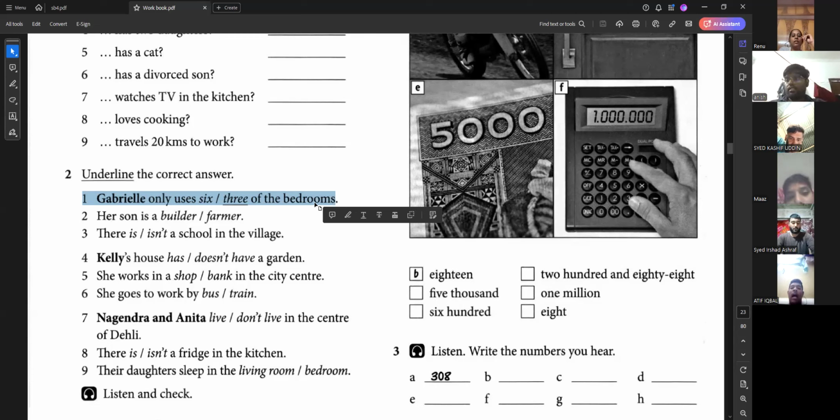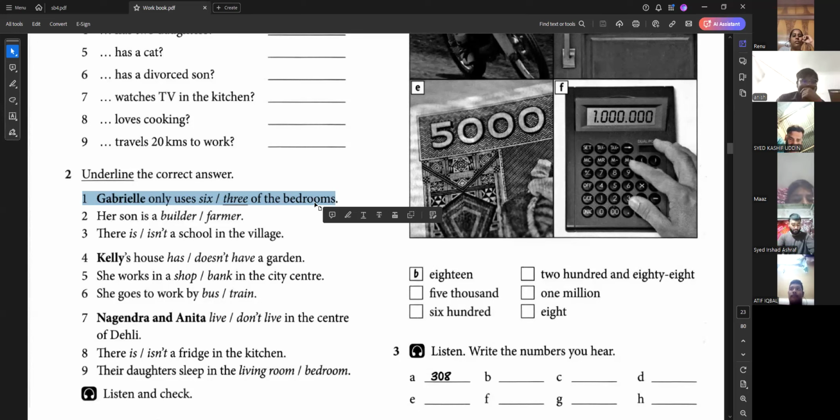Number 8: There isn't a fridge in the kitchen. There isn't a fridge in the kitchen. Yes. The fridge is in the living room. The fridge is in the living room.